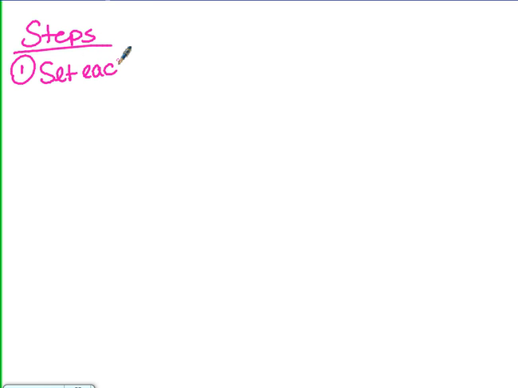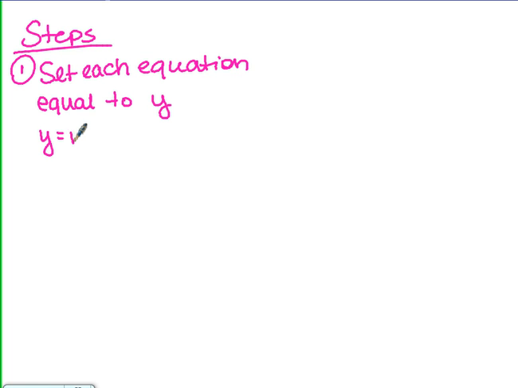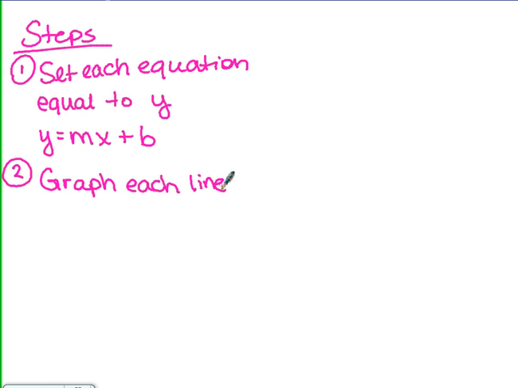All right, so the first thing that we need to do is set each equation equal to y. Okay, it needs to be in y equals mx plus b form. The second thing we're going to do is graph each line. Now this can be done using a t-chart. You can do it using your y-intercept and slope. Either way, you need to graph each line. Third, the solution is the point at which the lines intersect.